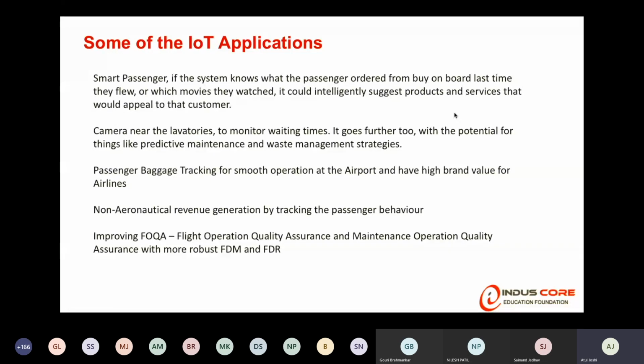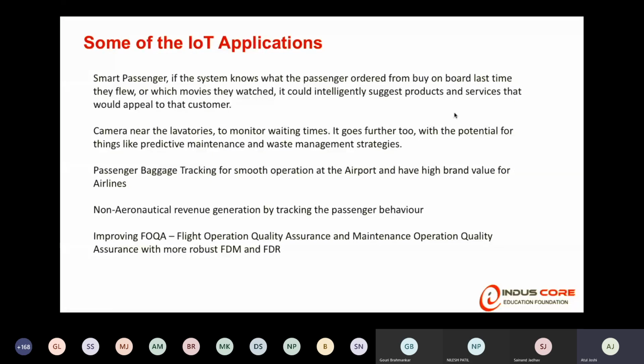Now you can understand, a very small thing, but a very important thing. Like cameras near the lavatories. They basically monitor the waiting time, and based on that, it gives you how many toilets to provide or how to build the aircraft next time. Just for knowledge, when you buy an aircraft there is nothing inside. You have to design your own aircraft interior. So this data will help you decide the average time, and even waste management strategies can be defined using this kind of monitoring devices.